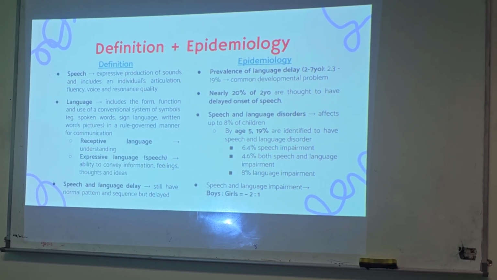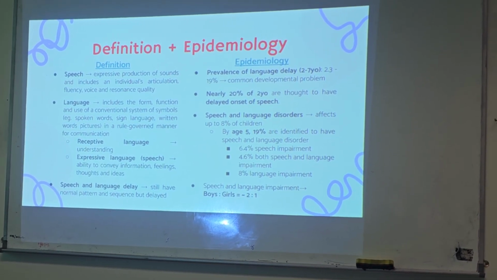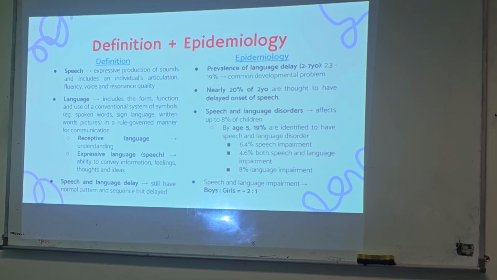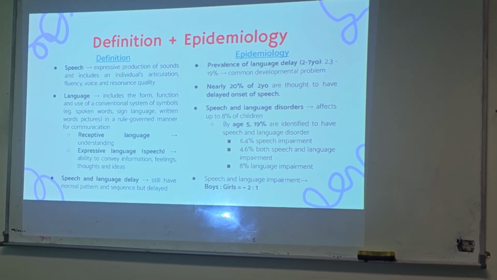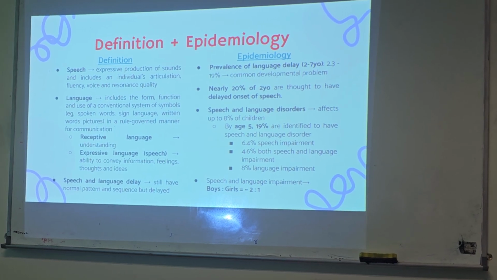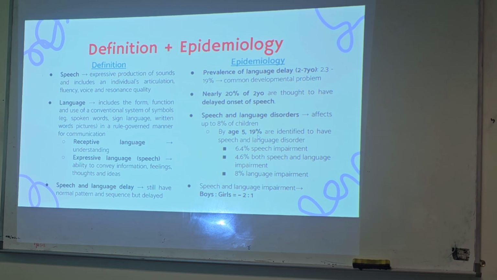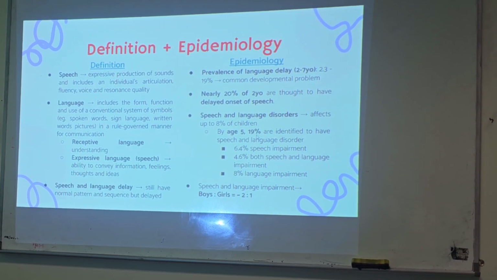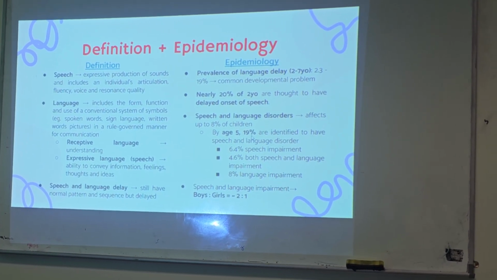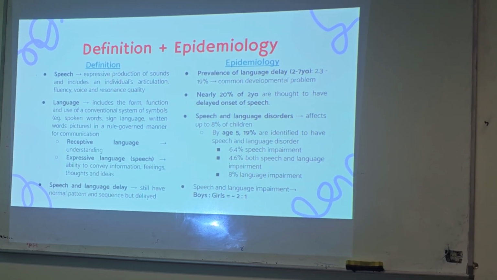So when at 20%, there might be more children that have this delay onset of speech, but later on in life they actually pick up and they are able to. It's not pathological yet, but among these 20%, about 90% of them, when they reach 5 years old, they still do not have a proper development of the speech, and therefore it comes under these speech and language disorders.